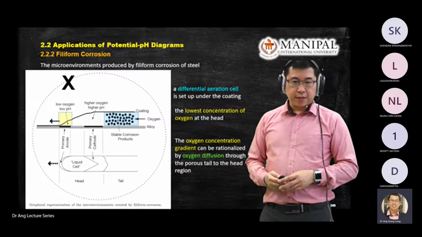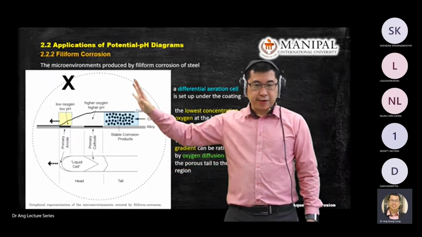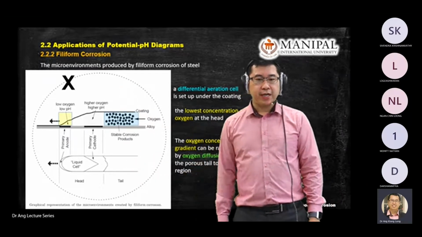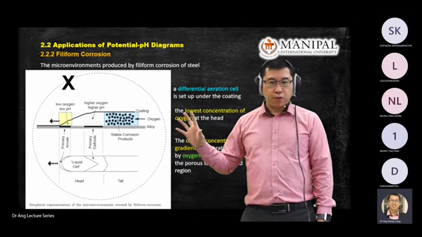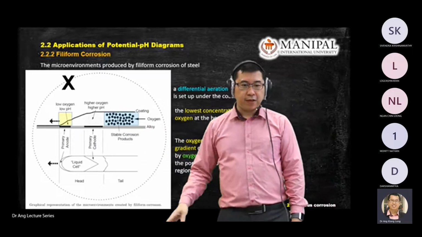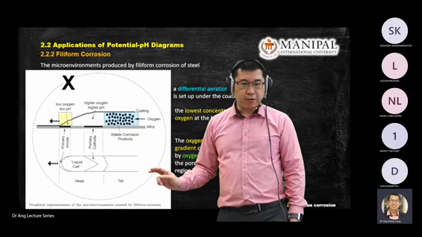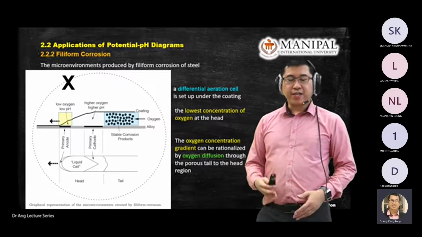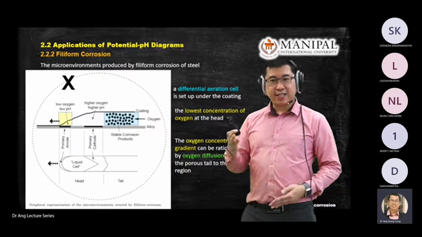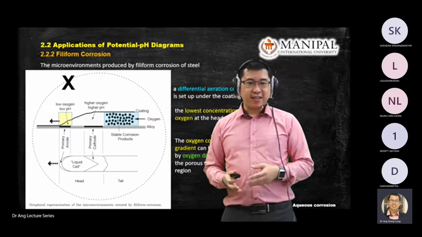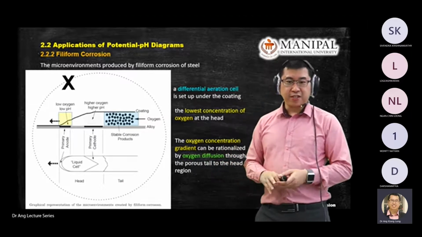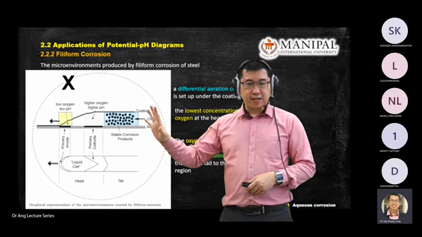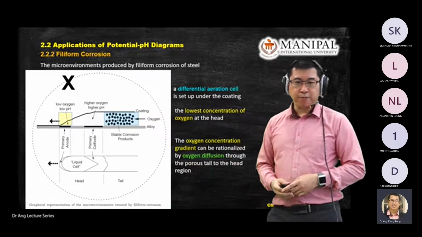As long as you understand this diagram and you're able to explain how Filiform happened, what happened to the head, what happened to the tail, where the region of acidic is, what happened to the alkaline, where the region is, as long as you can identify that, then you're okay for Filiform corrosion.